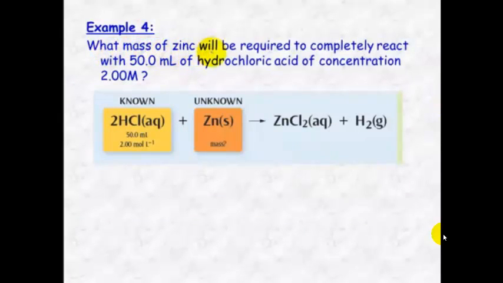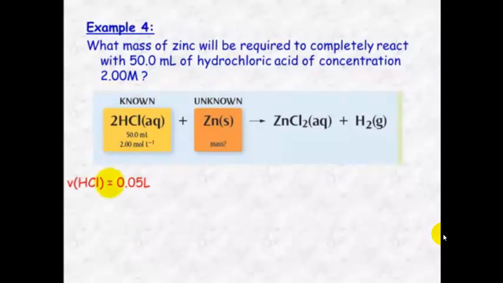What mass of zinc will be required to completely react with 50 ml of hydrochloric acid of concentration 2.00 molar? The reaction is given to you here, but this is an acid with a metal, so it makes a salt and hydrogen gas. So what information do we know? It's really important to read the question and to write down the information as it's told to you. So what mass of zinc? We're asking what the question mark of zinc is, so write down m equals question mark. It will react completely with 50 ml of hydrochloric acid of a concentration of 2.0 molar.